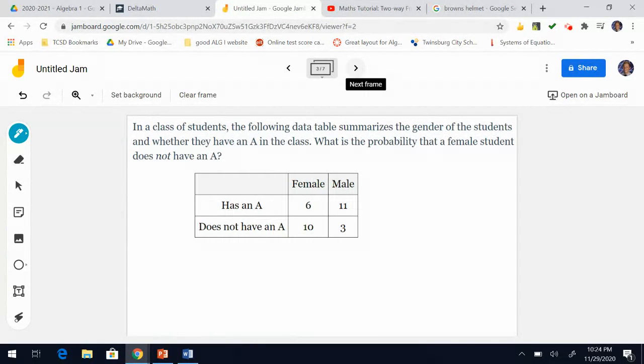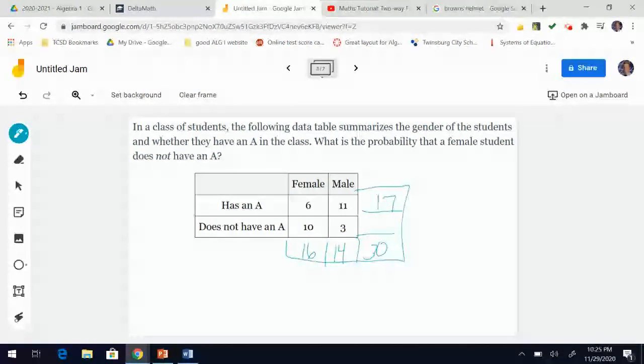In a class of students, the following data table summarizes the gender of students and whether they have an A in the class. What is the probability that a female student does not have an A? If we just total these up, here we have a total of 16 females, and 11 plus 13, there's 14 males. There are a total of 30 people then. 6 plus 11, there's 17 A's. And if you don't have an A, that gets you 13. Again, 10 plus 3 is 13. 17 plus 13 gets you your 30.